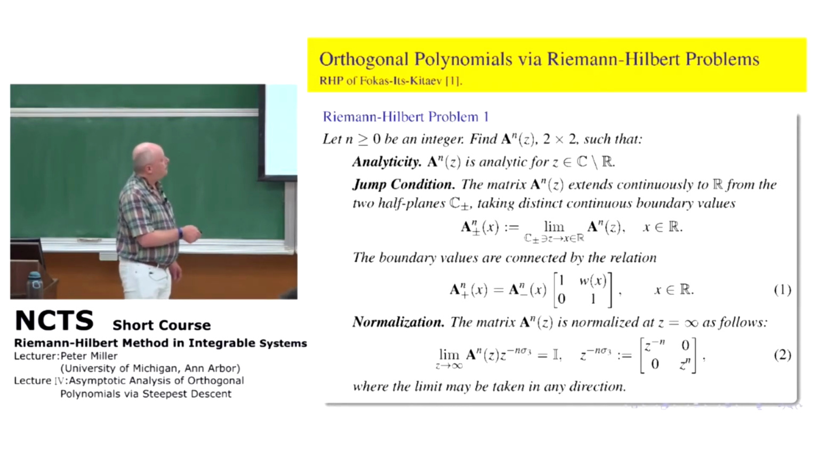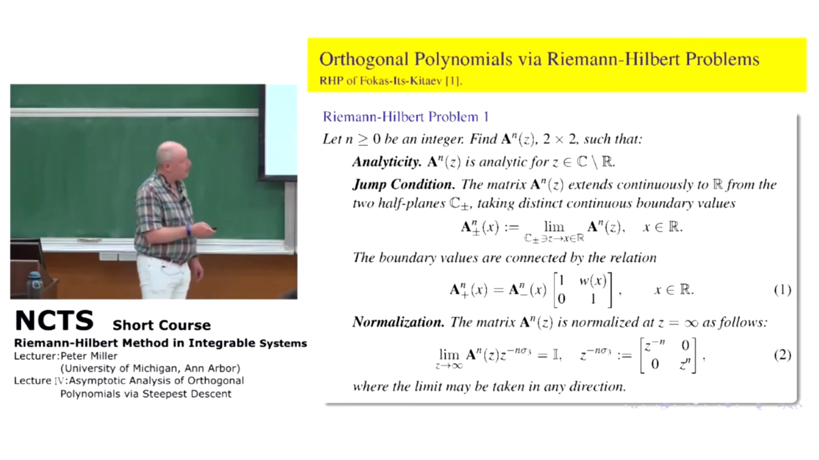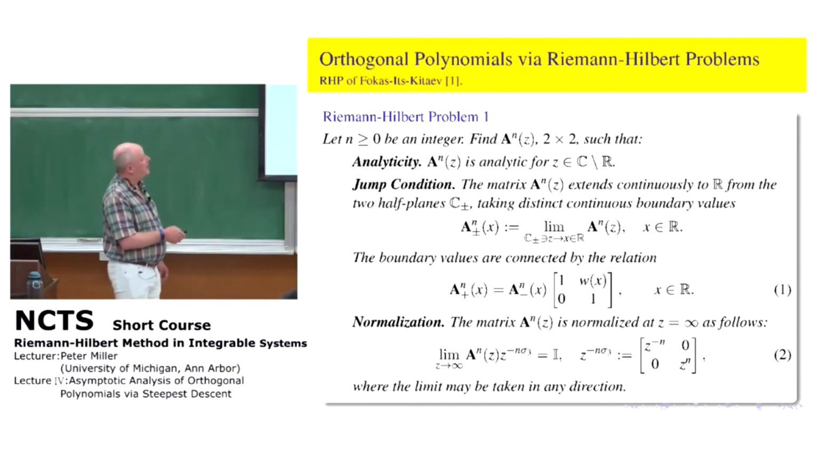And then we demand that the matrix A_n(z) should be normalized as z tends to infinity, so that if I multiply on the right by this diagonal matrix, z to the minus n, z to the n, and I take the limit z to infinity, then I should get the identity matrix, and it shouldn't matter which direction I take the limit in the complex plane. So that's the Riemann-Hilbert problem of Fokas, Its, and Kitaev.